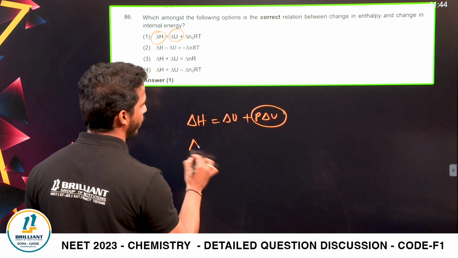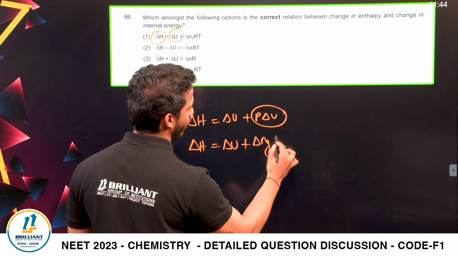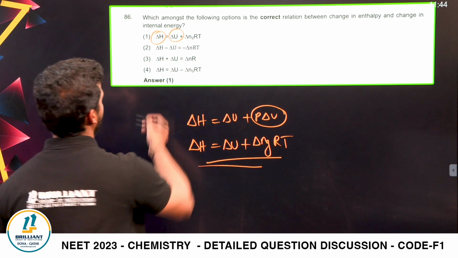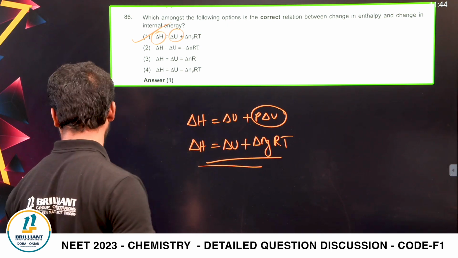Instead of P delta V, we can write delta H equal to delta U plus delta n_g RT. Many times we did the numericals and all. You can see the answer is which one? Option number 1. Delta H and delta U relation they are asking.